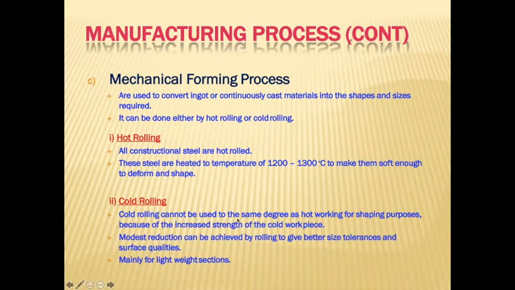So cold rolling cannot be used to the same degree as hot rolling for shaping purposes because of the increased strength of the cold workpiece. So the modest reduction can be achieved by rolling to give better size tolerances and surface qualities. So this is for cold rolling. It is mainly for lightweight sections only. However, for structural usage, whereas we are using beams and also columns, that is of a large sizes, so we are going to use hot rolling instead.